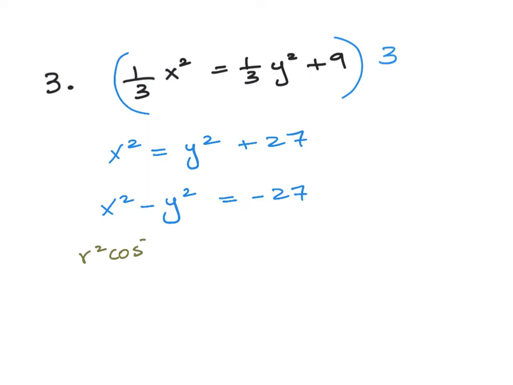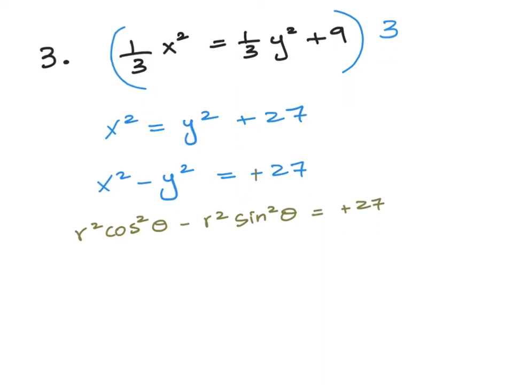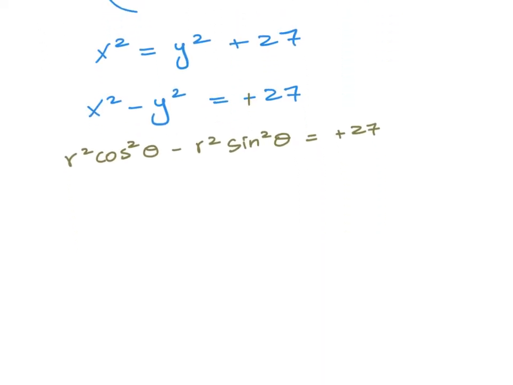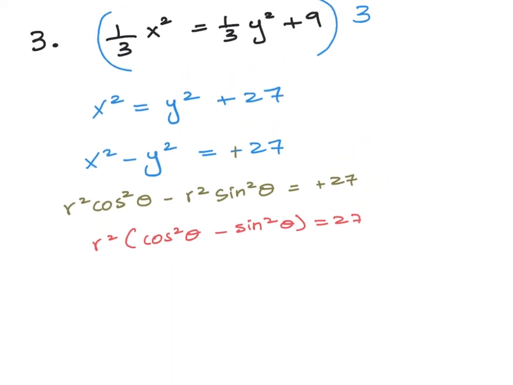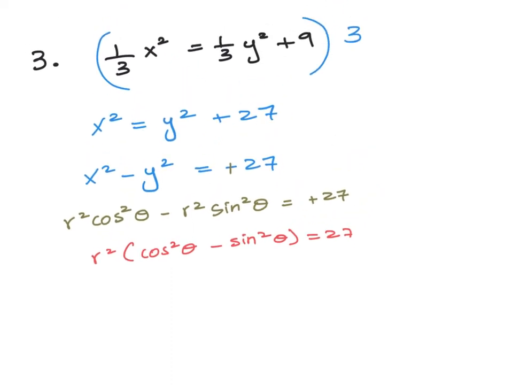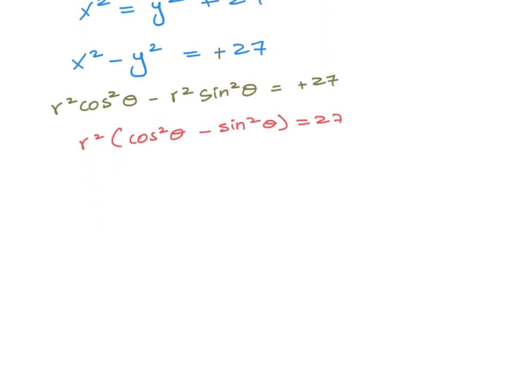r squared cosine squared theta minus y squared can be written as r squared sine squared theta is equal to... negative, is it negative? No, I didn't move it, so it's 27. So can I factor out an r squared in this case? So r squared would give you cosine squared theta minus sine squared theta. The reason why I thought of keeping 27 on the other side is because 27 did not have an r, so I wasn't able to move everything to one side of the equation and factor r out of it, because 27 is not multiplied by r. So I thought of keeping it on the right side so I can maybe divide by whatever I have factored.